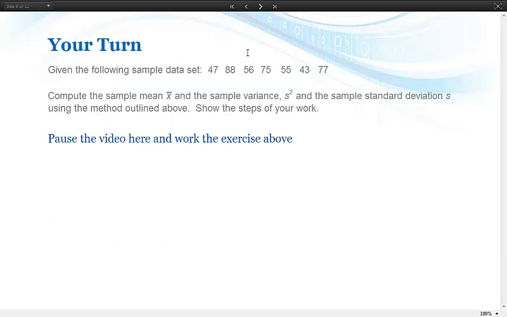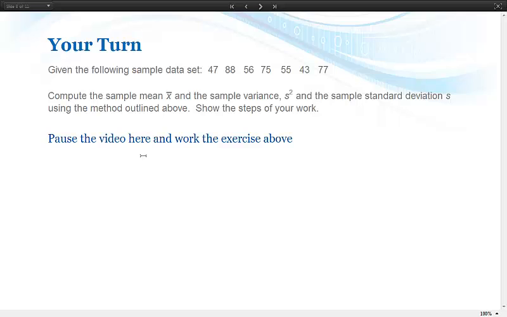Okay, so now it's your turn to practice this. Given the data set with values 47, 88, 56, 75, 55, 43, and 77, first compute the sample mean in the usual way, add them up and divide by the count. Compute the sample variance by computing the deviations, squaring them, and dividing by 1 less than the count of the number of elements in the data set. And then finally the sample standard deviation by taking the square root of the variance.